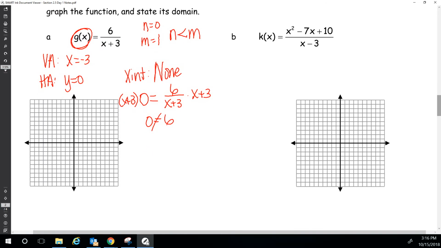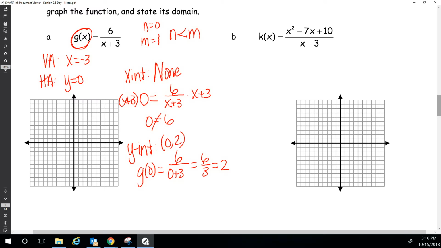All right, to find y-intercepts, that's when x is equal to 0. So I'm going to plug 0 into my function, and I get 6 divided by 0 plus 3. 6 divided by 3, that's 2. So my y-intercept, x is 0, y is 2. All right, so let's use that information to graph this guy.